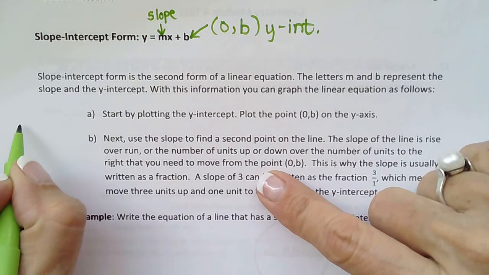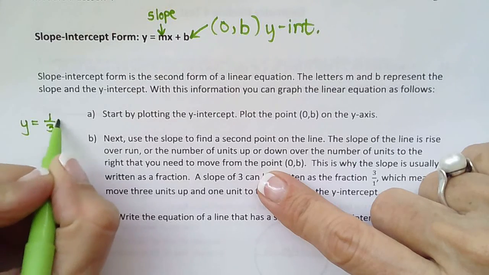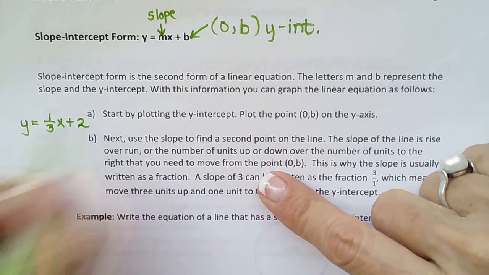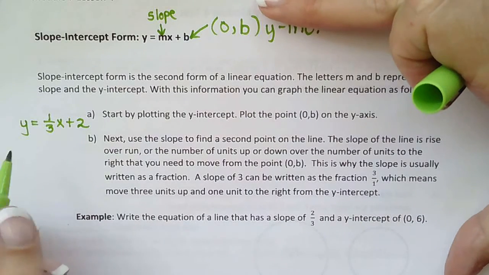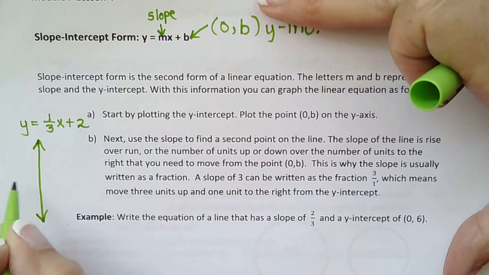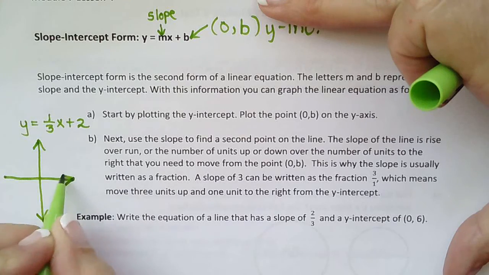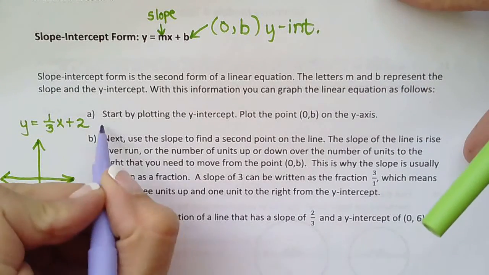So let's say we had y equals 1/3 x plus 2. I like to demonstrate this because it makes more sense when you see it. Like I said, you already did this on your last test, but it's been a while, so I would like to review it. Does everybody agree our y-intercept is 0, 2?